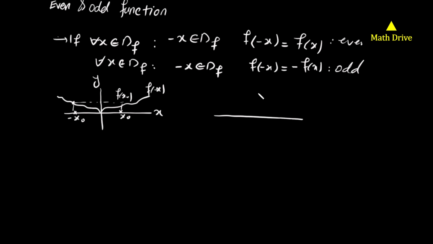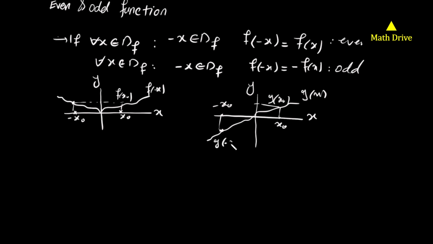On the other hand, if this is g of x, this is an odd function. Why? Because again, for any x0 belonging to the domain of g, minus x0 also belongs to the domain of g, but if this is g of x0, then g of minus x0 is equal to the negative g of x0. So g is an odd function, and we can easily see it's symmetrical about the origin.